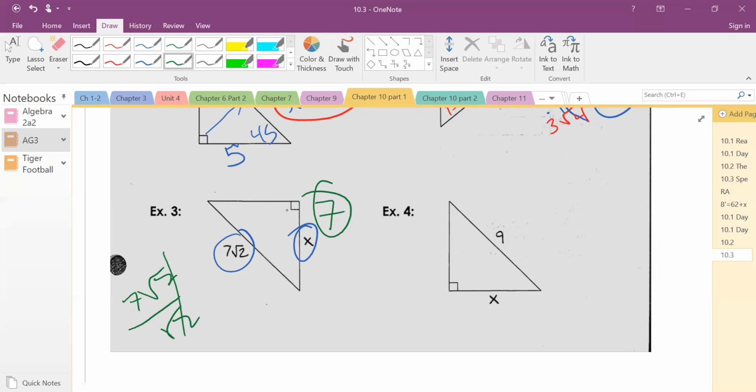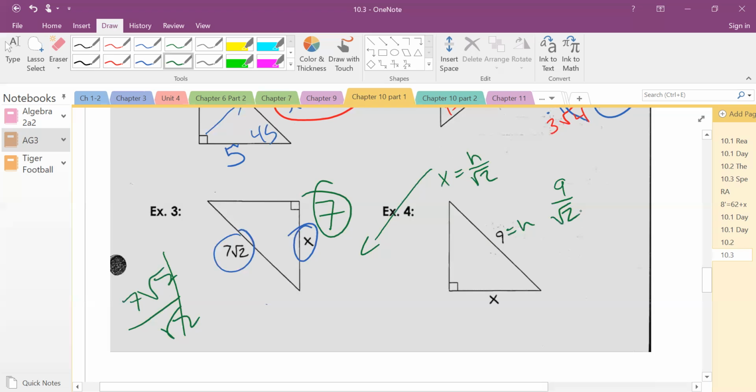Same formula, right? This is going to be my H. My X is going to equal H divided by root 2. We just did that over here, remember? So 9 divided by root 2. Do we want to leave roots in the bottom? No, we do not. How do we get rid of it? We multiply the top and bottom by the same root. Then I get 9 root 2 over root 2 times root 2. The roots go away, left with 2.